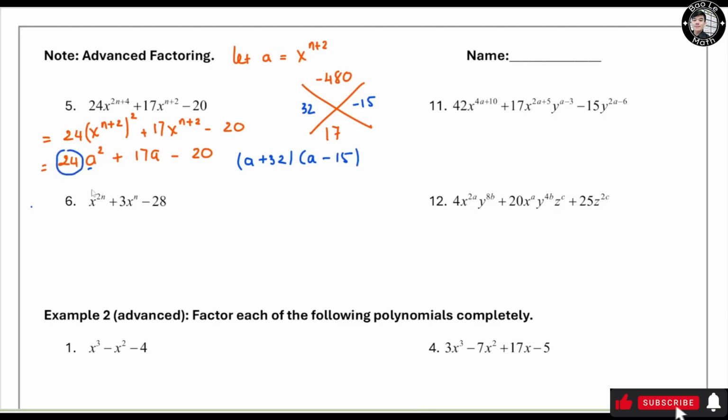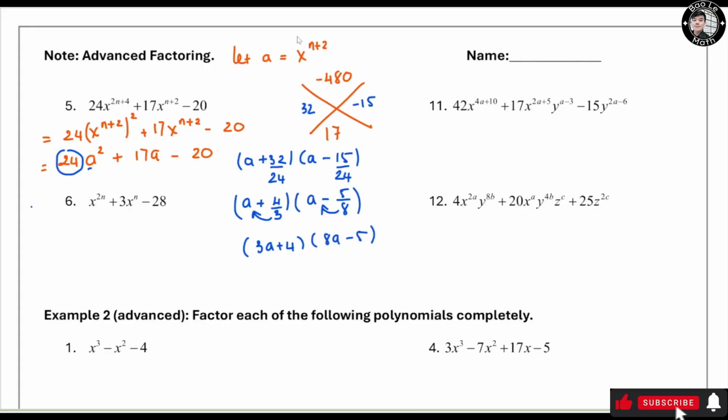Since the leading coefficient is 24, different from 1, you need to divide the constants by 24. Now we're going to simplify this one. Divide the top and bottom by 8, so we have a plus 4 over 3, times a minus 5 over 8 after dividing the top and bottom by 3. Multiply this back and you get the factored form 3a plus 4 times 8a minus 5.